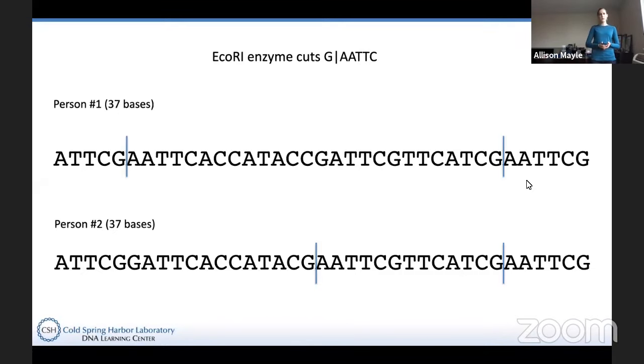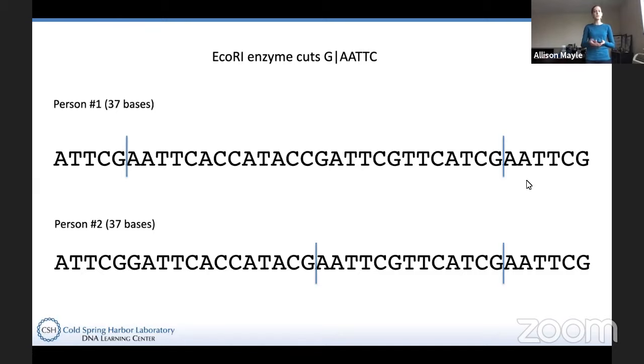But look at those pieces. On the far right side, the pieces look like they would be exactly the same, right? They would be the same size. But then in person number 1, we have this really big piece in the middle, and then another small piece on the left. Whereas in person number 2, we have that small piece on the right, but then we have 2 medium-sized pieces to the left of that.